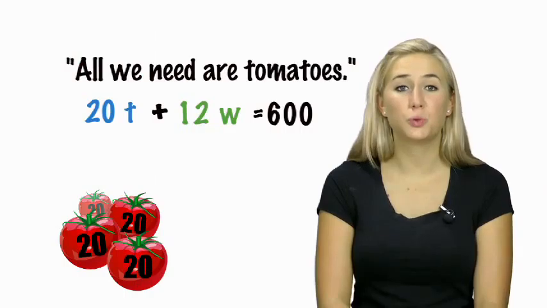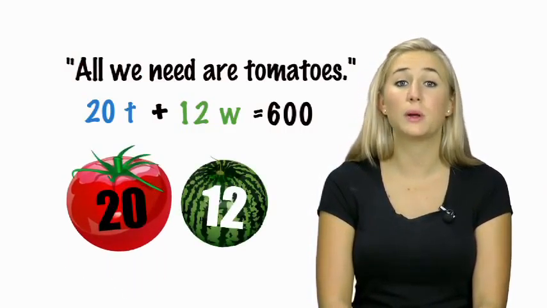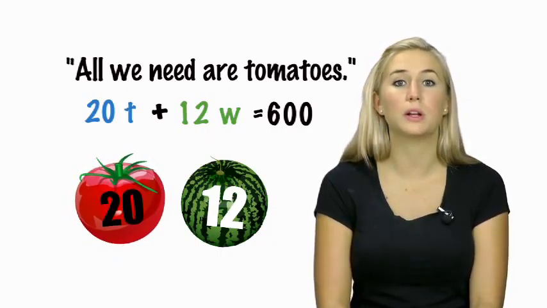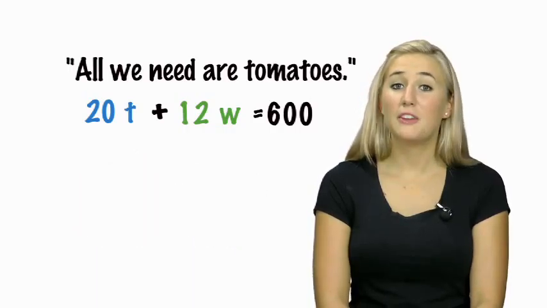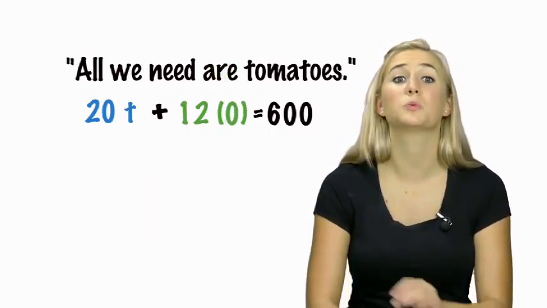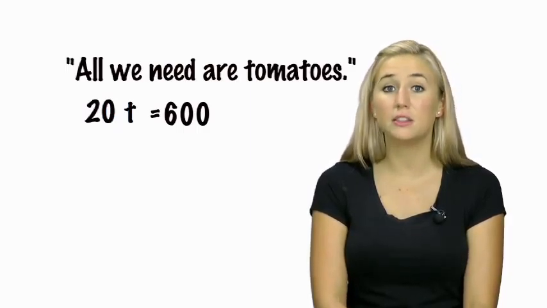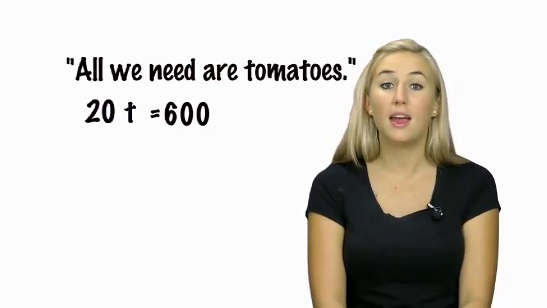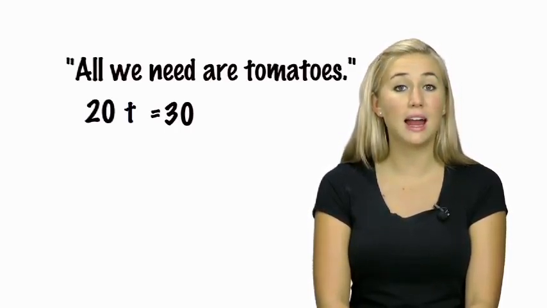Remember, our equation is 20T plus 12W equals 600 because the tomato crates weigh 20 pounds and the watermelons weigh 12 pounds and I can only carry 600 pounds. If I don't take any watermelons, that means W will be 0 and the watermelons will disappear and all we're left with is 20T equals 600. To solve for T, divide both sides by 20, and we get 30. So if all I transport is tomatoes, I can take 30 crates.